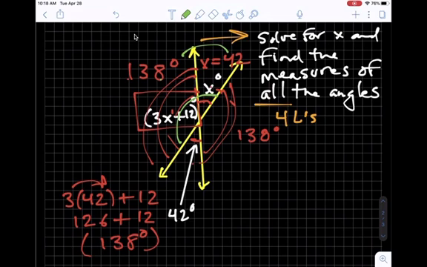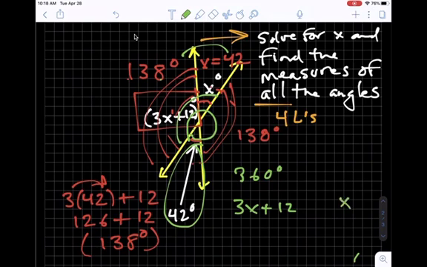And if you have something going around an entire circle, right, so around the whole thing, that's always going to be 360 degrees. Now, something to think about here is, what if I hadn't given you this information? What if I just gave you the 3x plus 12 and the x? How could I have solved that? If I would have given you that.